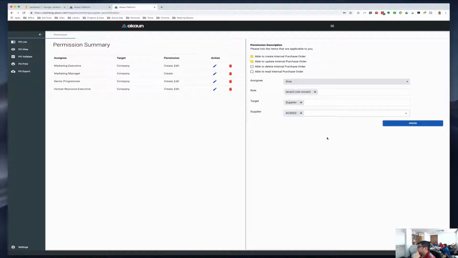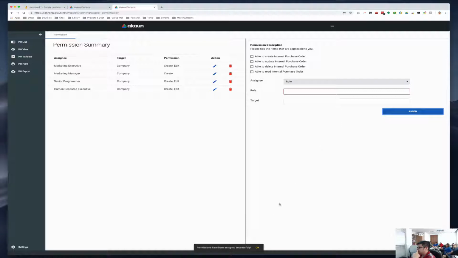So you can choose another if you want to add for supplier or more than supplier, okay, and assign. Now this permission is added and they are granted all this permission. Okay, permission has been granted. Okay, you have only done it for PO, isn't it? You haven't done it for DO, invoice, anything.